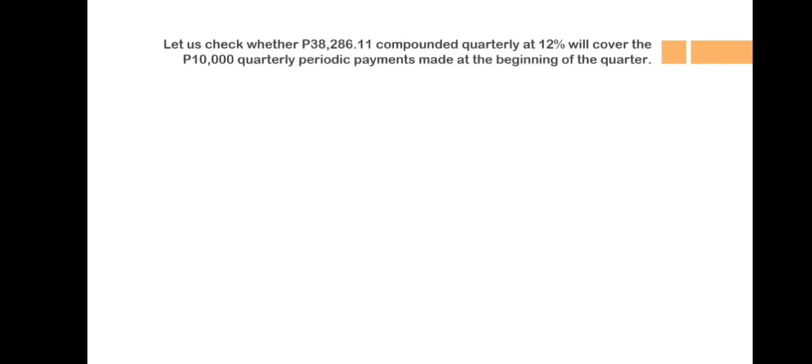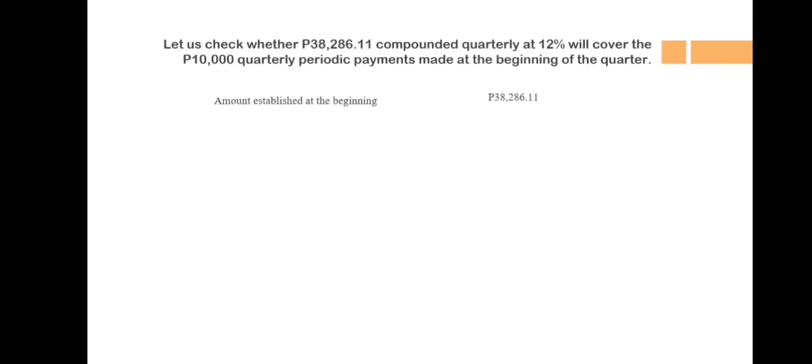So let us check whether 38,286.11 compounded quarterly at 12% will cover the 10,000 pesos quarterly periodic payments made at the beginning of the quarter. So magche-check tayo. So dapat ang balance natin after the 4th quarterly payment is 0. Start tayo sa amount established at the beginning, which is the present value of an annuity due.